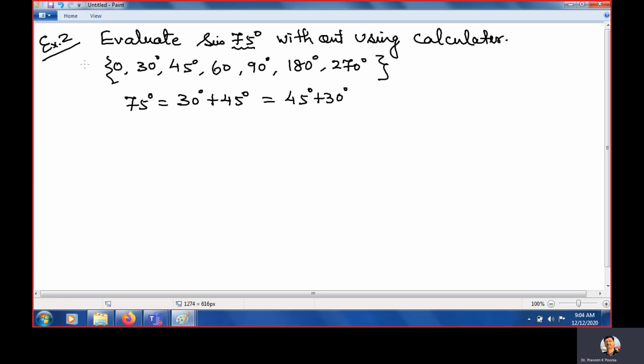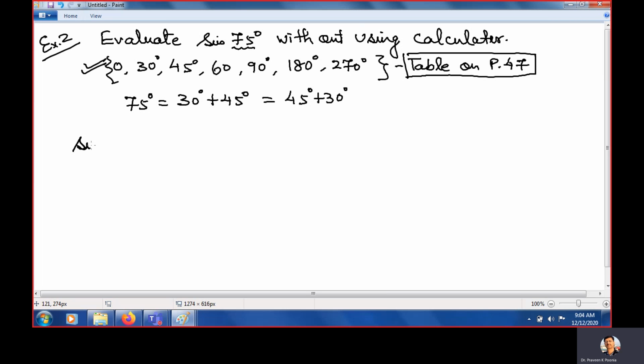So from this set of angles, because all these angles form a trigonometric table that is given on page 47 in your course material, page 47, clear? Table on page 47 in your course material, clear? So this is the table given for these various angles.